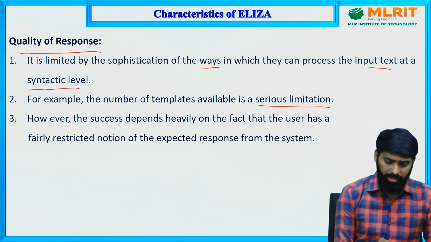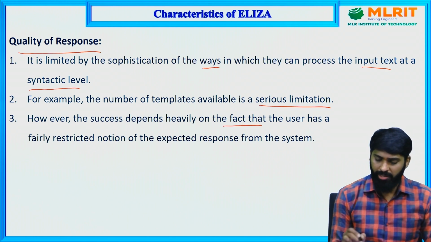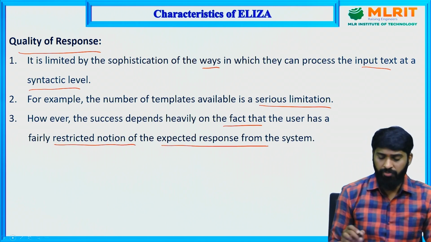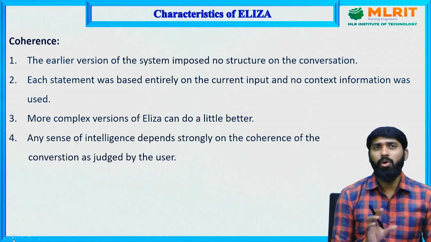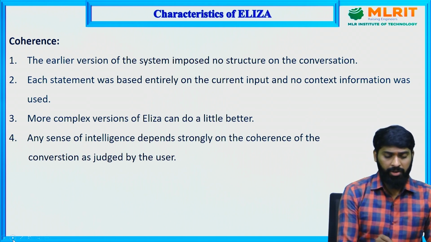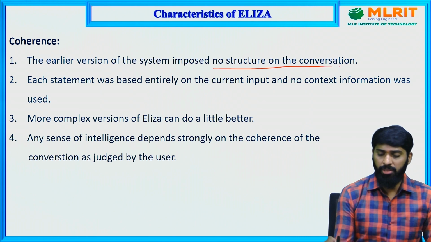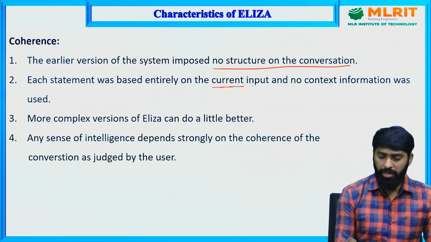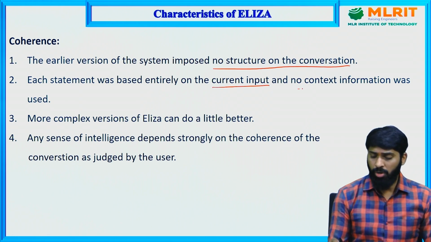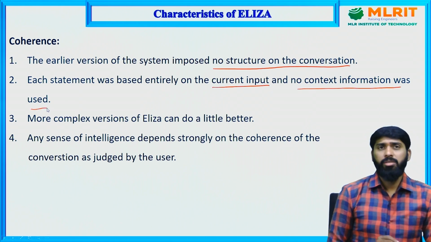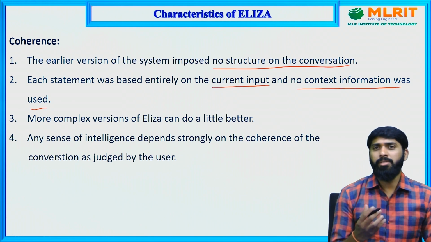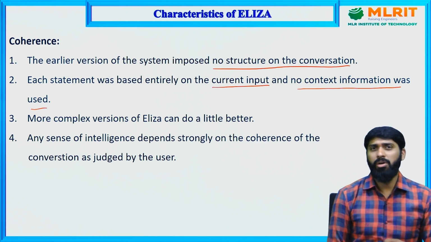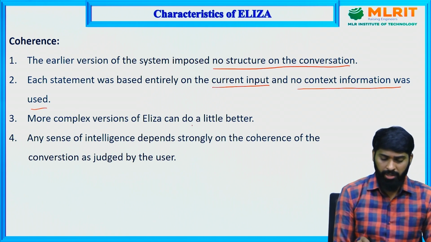However, the success depends heavily on the fact that the user has a fairly restricted notion of the expected response from the system. Now, coherence means logical relation. The earlier version of the system imposed no structure on the conversations. Each statement was based entirely on the current input and no context information was used. For example, if you give more complex statements or a more complex question, then ELIZA is not able to give the correct answer. More complex versions of ELIZA can do a little better.